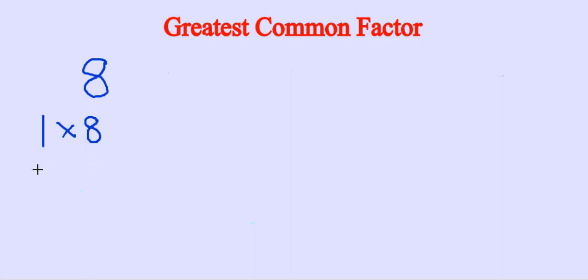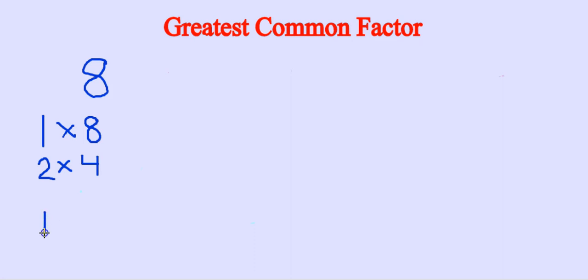And I'm going to think about 2. Well, yes, I know I can multiply 2 times 4. 3 times something? Nope, nothing will make 8. I already have 4 times 2. 5, 6, and 7 don't multiply together to get 8. So 1 times 8, 2 times 4.